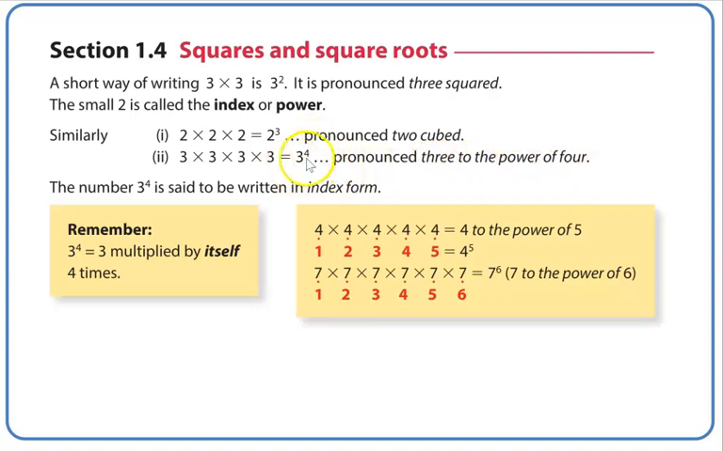Don't get mixed up and think this means 3 multiplied by 4. It does not mean 3 multiplied by 4. It means 3 multiplied by itself 4 times. And likewise, this does not mean 2 multiplied by 3. It means 2 multiplied by itself 3 times.